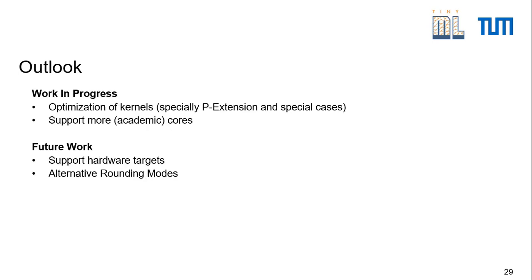We are currently working on improving the performance of the kernels, especially for the P extension, even more. And we are also currently adding support for RTL cores, for example, the Vicuna target, implementing the embedded vector extension to get realistic and cycle accurate performance results. In the future, we also would like to support hardware targets when they become available. And we also thought about adding alternative rounding modes, allowing you to trade off accuracy for an increased performance, if applicable.